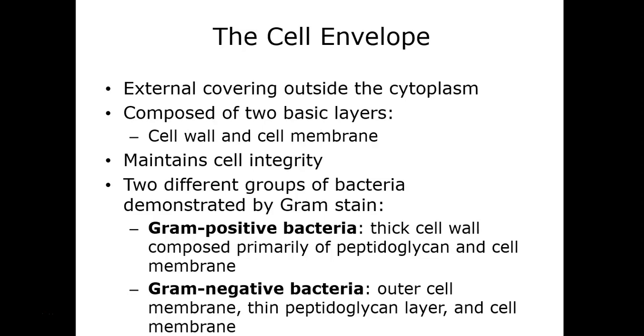need to account for. So with multiple layers, you can think of it kind of as the sheets on your bed. Usually you have the sheet, then you have a blanket, and then you may have a comforter on top of that. All of these different layers form this cell envelope.